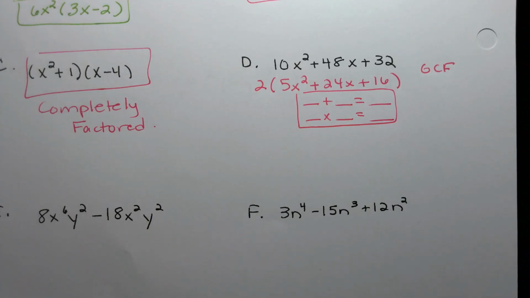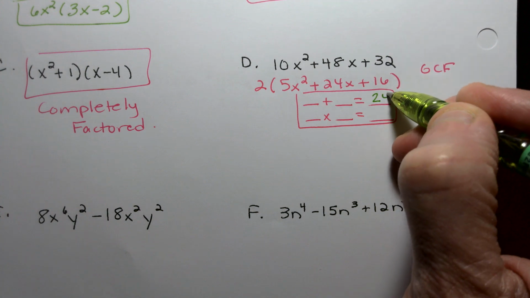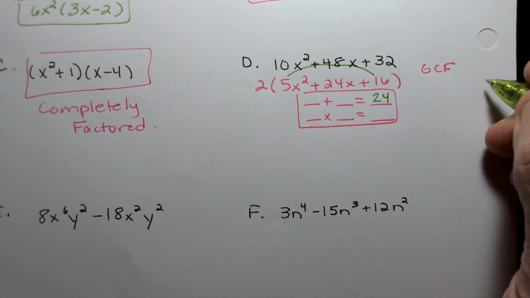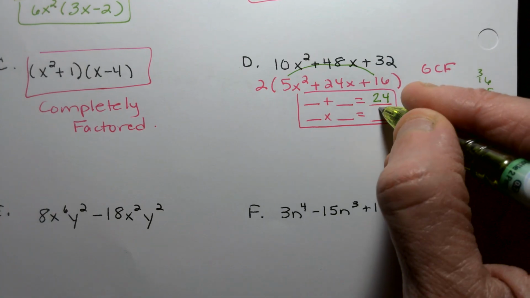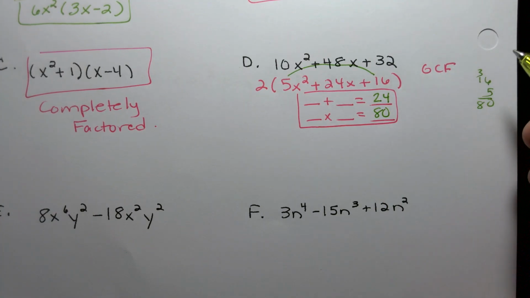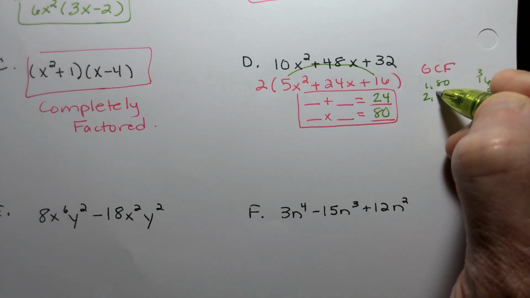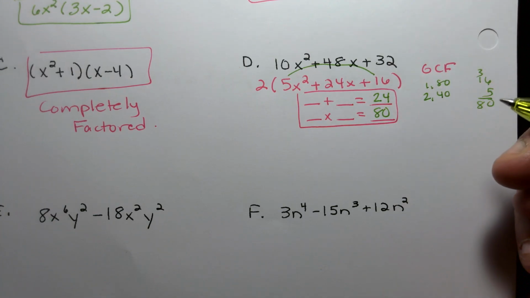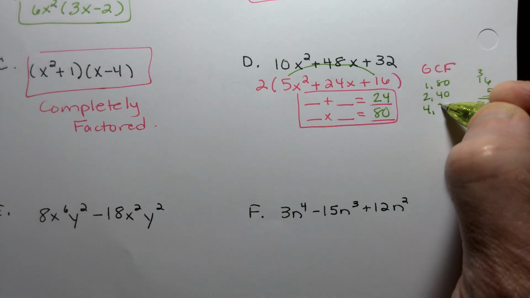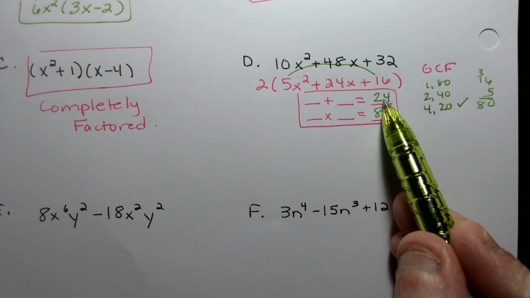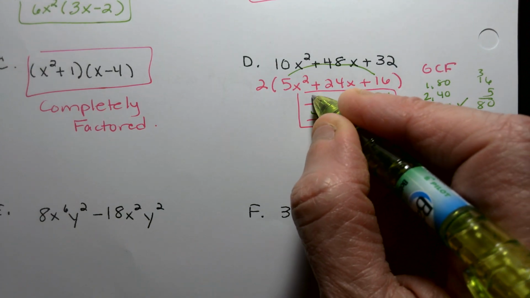And what numbers do I put in there? Yep, I put the 24 in here, and then 5 times 16. Let's go up to this side. What is 5 times 16? That's 80. Okay, and then we need to think of factors of 80. 1 and 80. 2 and 40. 3 does not work. 4 and 20. Ding, ding. That's going to work, isn't it? So 4 and 20 will fit the bill.